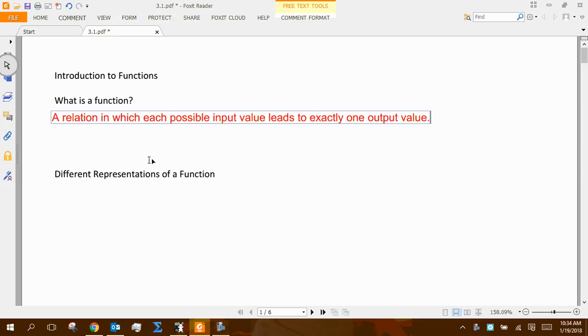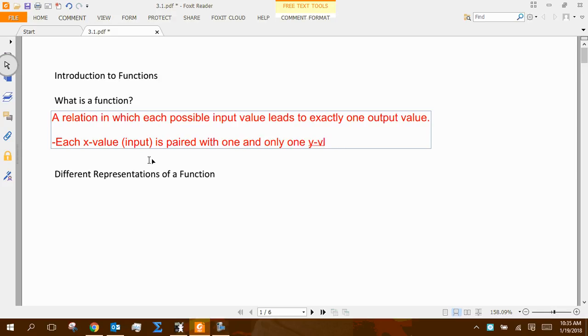Sometimes you'll see text describe it as the phrase in which each x value, which we're going to use as our input, is paired with one and only one y value, which, using the terms from the above definition, would be considered our output.